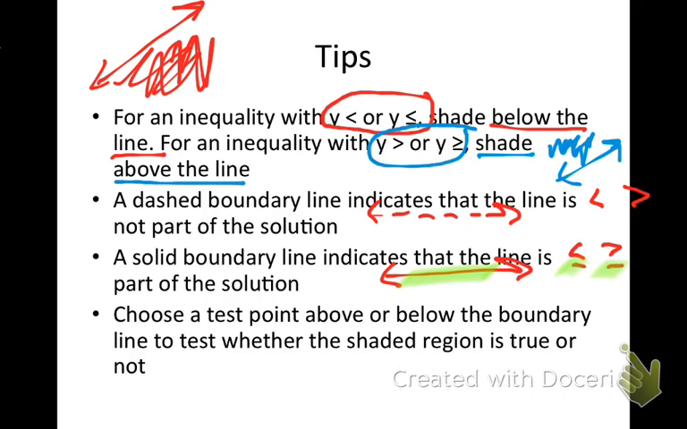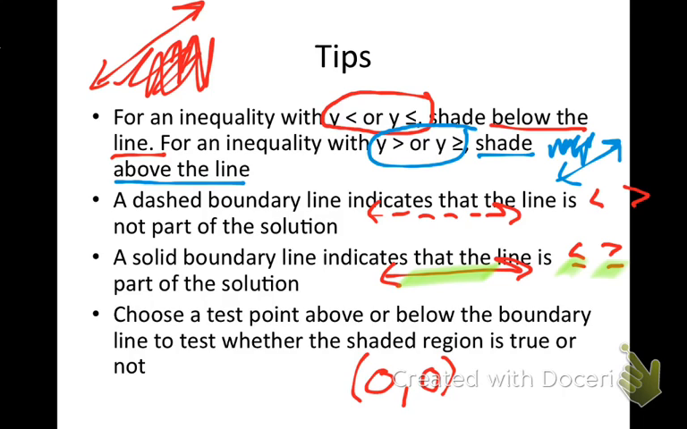And then as always, you can choose a test point to check it. Does anybody know what the most popular test point to check is? What's probably the easiest one to use? Not 1 actually. 0, 0. Usually the easiest one to use is 0, 0. The second most popular might be 1, 1. But 0, 0 typically is your best test point to check whether you're right or wrong.